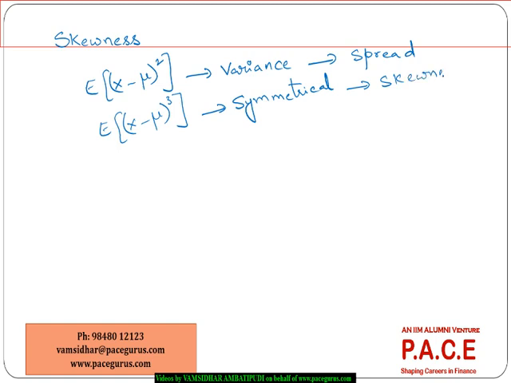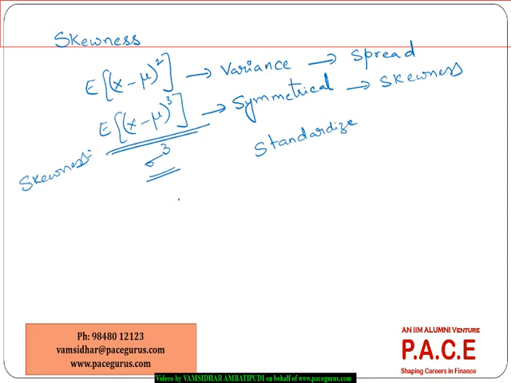But generally what we see is this is the third central moment. Instead of taking it as it is, people generally standardize it. And what is meant by standardization here? They divide this by sigma cube, which is the standard deviation cubed. The third central moment divided by the standard deviation cubed is what is called the coefficient of skewness.